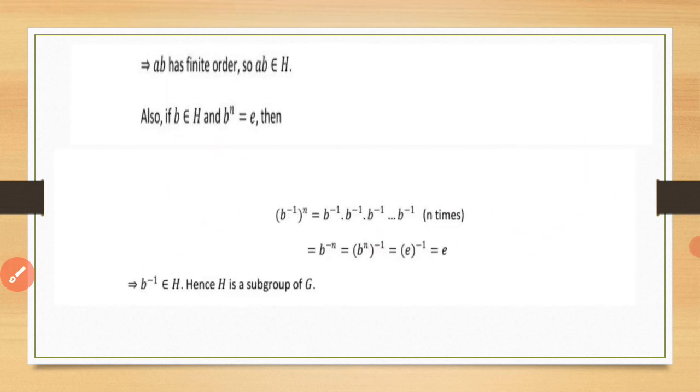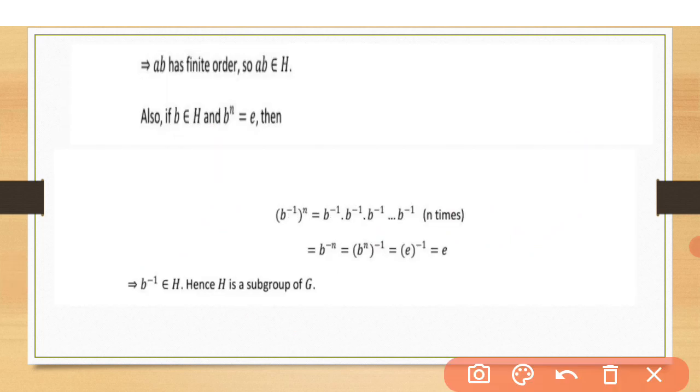Let's check next. Now, as A has finite order and B has finite order, AB also has finite order in H. Here we proved that the identity element is present in H, and since AB is in H with the commutative law also holding, now we are going to prove that inverses are also present in H.